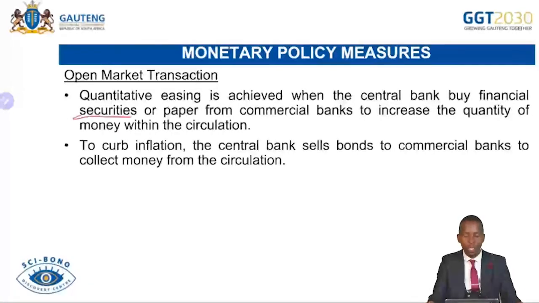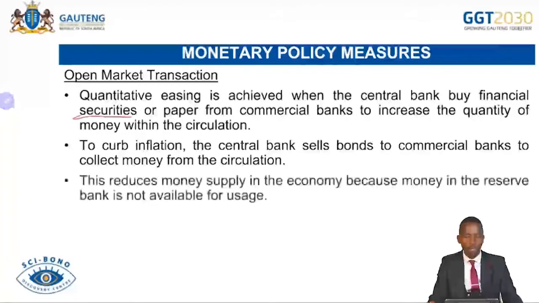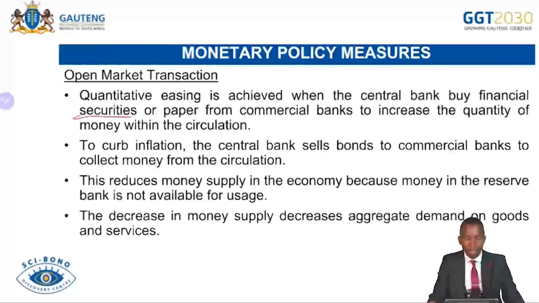So, to curb inflation, central banks sell bonds to commercial banks to collect money from circulation, which will leave banks with less money being made available. As a result, there will be fewer loans being taken, and also there will be less demand for goods and services. This reduces money supply in the economy, because money in the Reserve Bank is not available for usage. The decrease in the money supply decreases aggregate demand for goods and services.